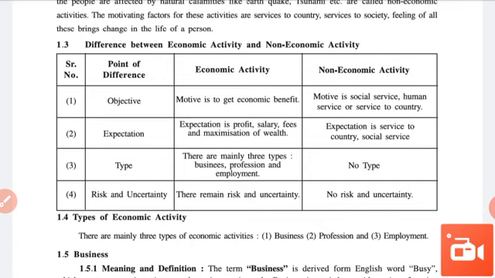Types: economic activity has mainly three types: business, profession, and employment, and non-economic activity has no such types. Risk and uncertainty: in economic activity there remain risk and uncertainty, and in non-economic activity, no risk and no uncertainty. So these are four points of difference between economic and non-economic activity. This question is for 2 marks or 3 marks.